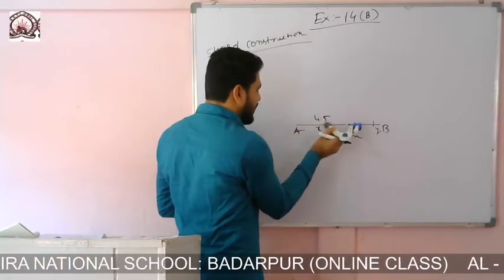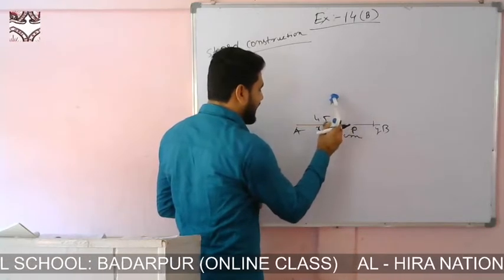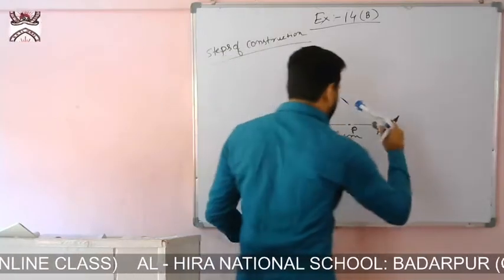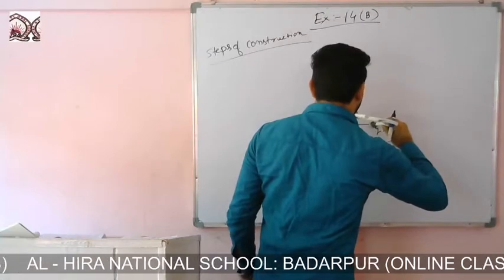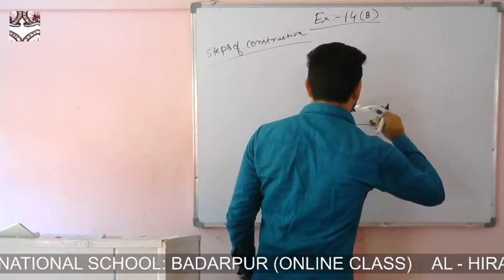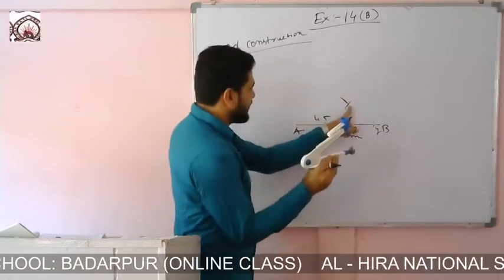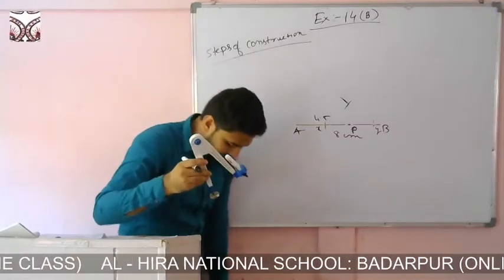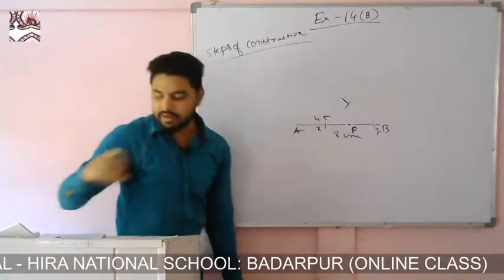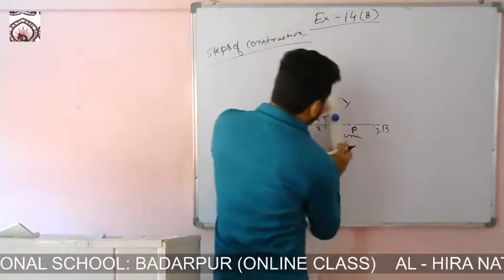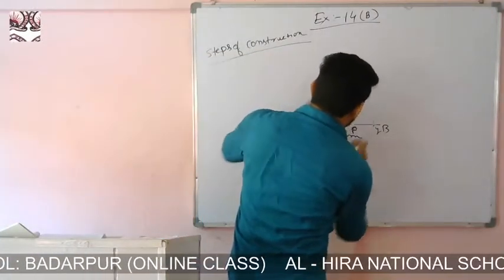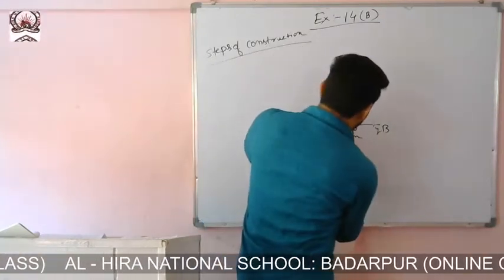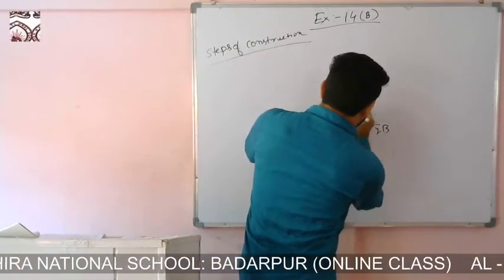Place the compass needle at x and draw an arc like this. Again, without changing the radius, draw another arc from y here. You can see this intersects here. So now take a ruler and meet the intersected point. Suppose you label the intersection point G. Now you join G and P. You will get 90 degrees.